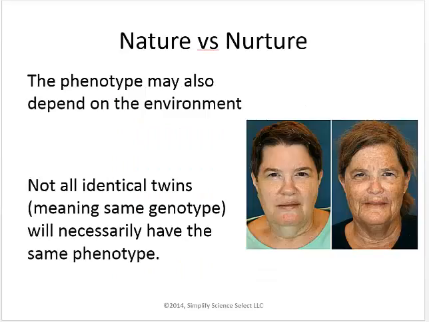Now, the genotype isn't always the only predictor of what the phenotype will look like. The phenotype might also depend on the environment. Some animals express different genes based on temperature. There's any number of things. The proof of this is you can take two identical twins, and they don't necessarily have all the same phenotypes. For example, one could be taller than the other. Maybe one had a different diet than the other.